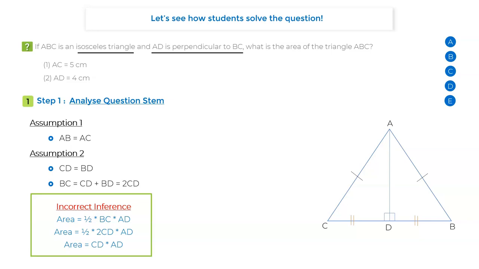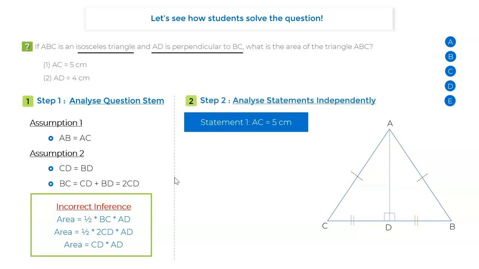So assume that you make this inference. Okay, you took two assumptions, and on the basis of that you made this inference. Now what are you going to do? You're going to analyze the statements, right? Now let's look at the first statement. You'll say the first statement is AC is 5, but you know that you need CD and AD. So you'll say even if we know AC is 5, we don't know CD or AD. So this statement is not sufficient, right?